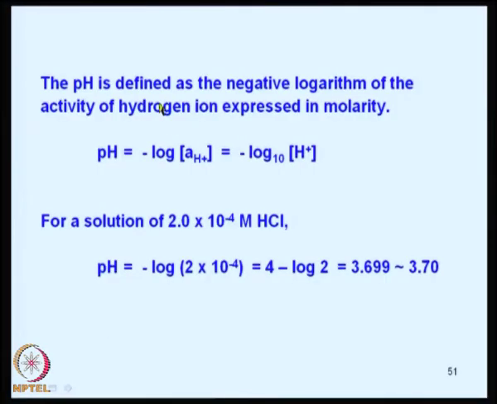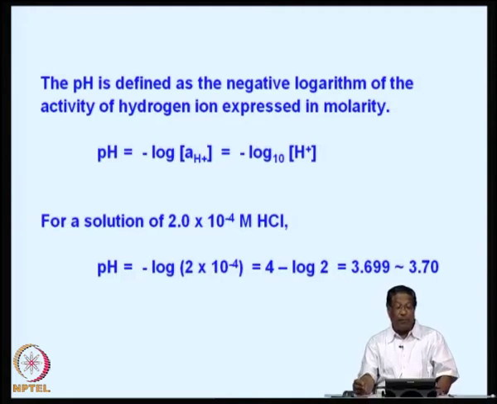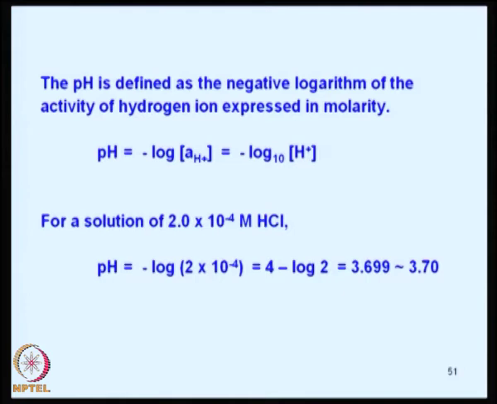So, how do we define the pH? pH is defined as the negative logarithm of the activity of the hydrogen ion expressed in molarity, that is pH is equal to negative log of a H plus, that is equal to negative log of H plus. Here we are going to neglect the activities because the solutions are very dilute and activity coefficients are expected to be 1. So, I am going to simply replace the activity terms by H plus.